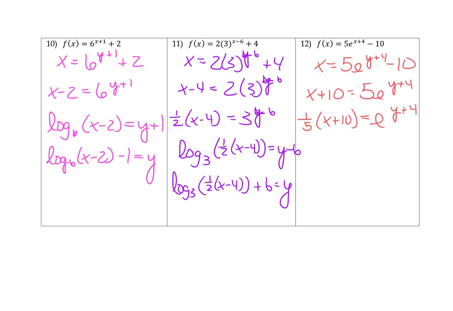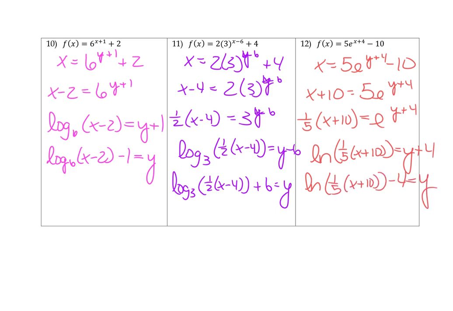Now we're going to go to logarithmic form. So the natural log of 1/5 x plus 10 equals y plus 4. And now I'm going to subtract that 4. And there is my inverse. And that is how you inverse.